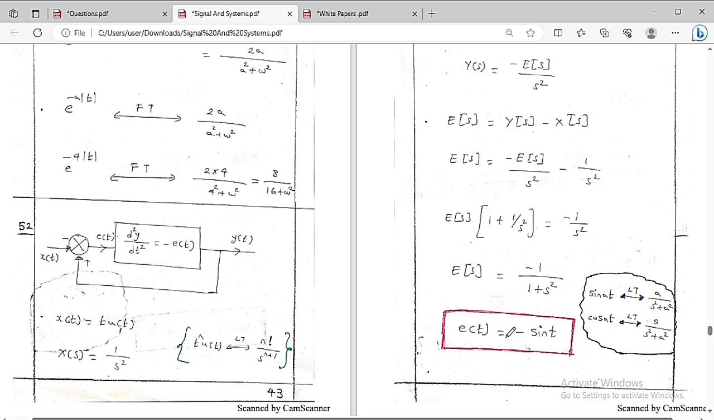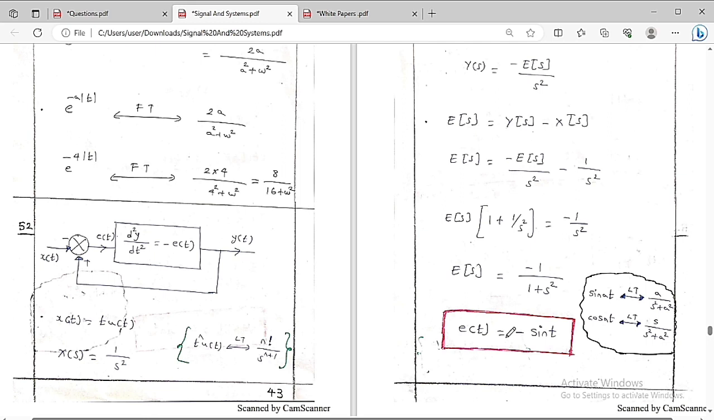But if you want the exact expression, you have to write e of t is equal to minus sin t into u of t. This is a very simple thing. Always remember that sin at into u of t has Laplace transform a by s square plus a square, and cos at into u of t has Laplace transform s by s square plus a square. These formulas you always have to keep in your mind.